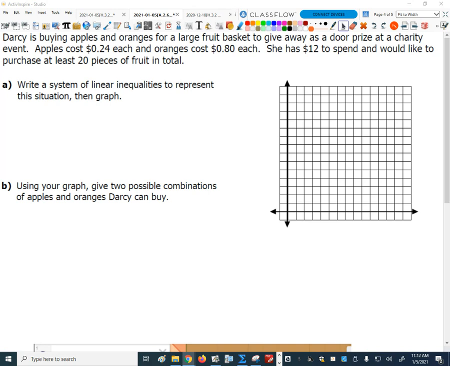Okay? All right, so first of all, like always when we're dealing with an application like this, we need to identify what our unknowns or our variables would be. Now, think what it means to be a variable, right? A variable is something that can be varied. So what are the things that Darcy has control over here that she could vary? Kylie, what do you think?